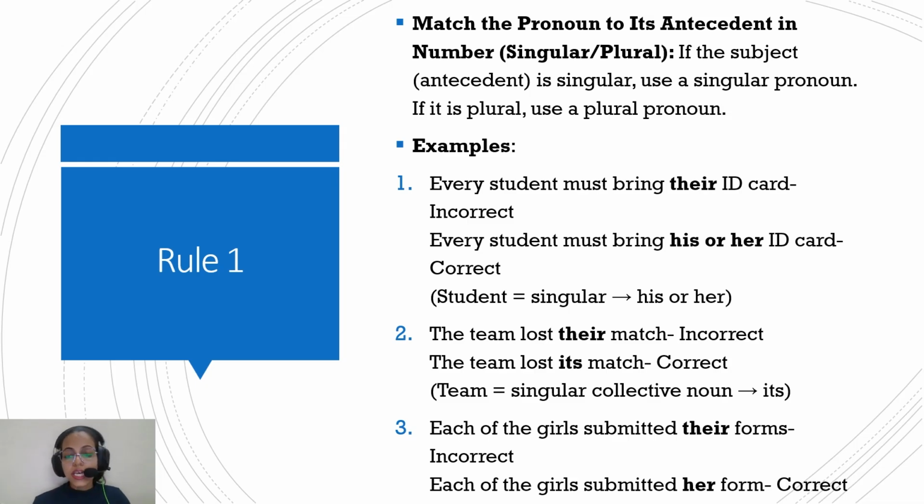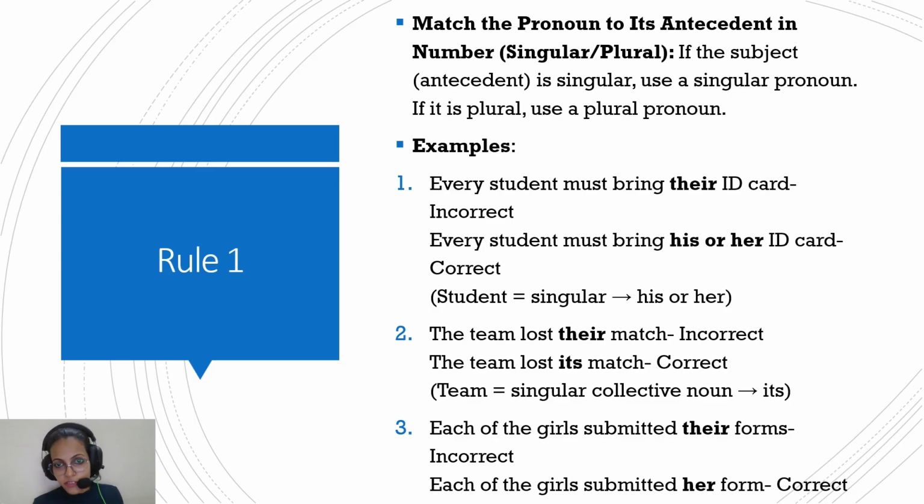Each of the girls submitted their forms. Why is it incorrect? Because of the word each here. The usage of each is pointing to one girl at a time, so that means it is singular. So the pronoun following it will also be singular. Each of the girls submitted her form.